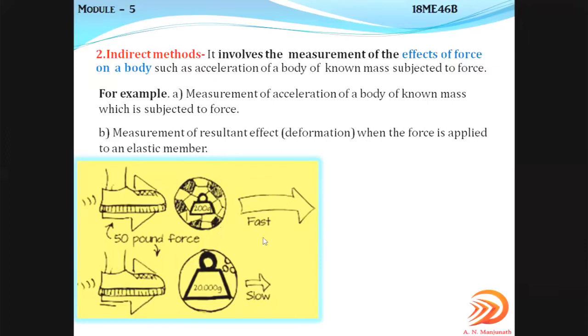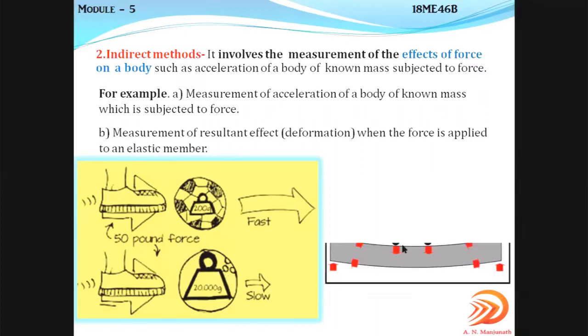So this is the meaning of the indirect method of measuring forces. The measurement of acceleration of the body, how fast this particular body will be accelerating, of a known mass. You can observe here, this is 200 gram, this is 20,000 kg, right? A known mass which is subjected to force. So 50 pound of force will be applied to this. How fast is it going to accelerate? That measurement is the indirect method. This is one example of the indirect method of measuring the force acting on a body by measuring the acceleration of a known mass.